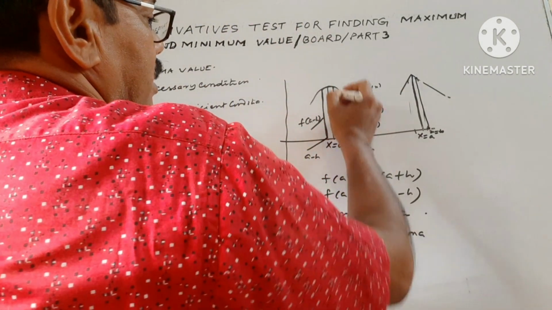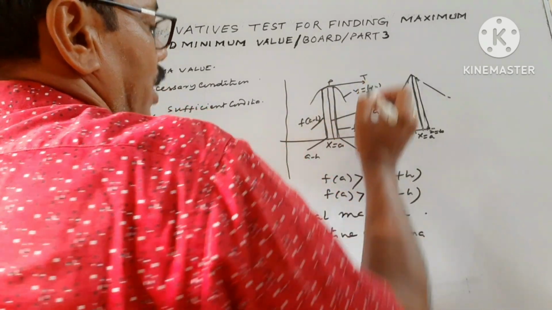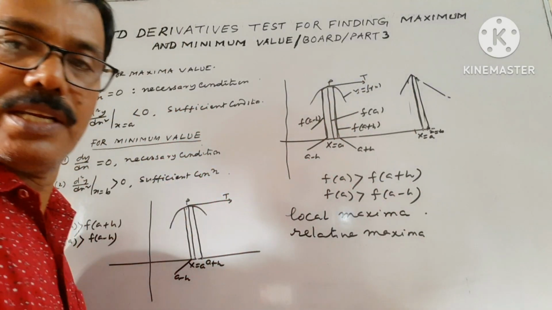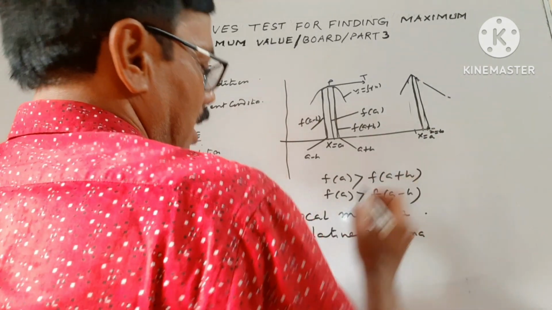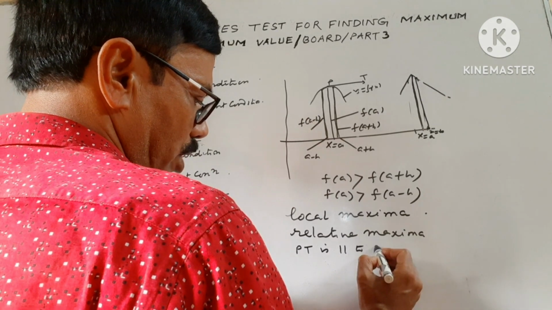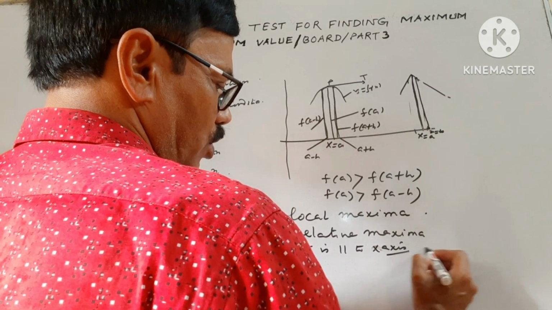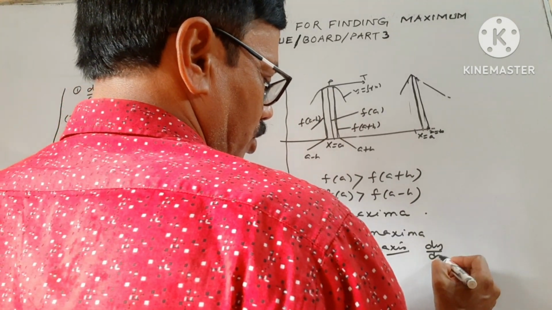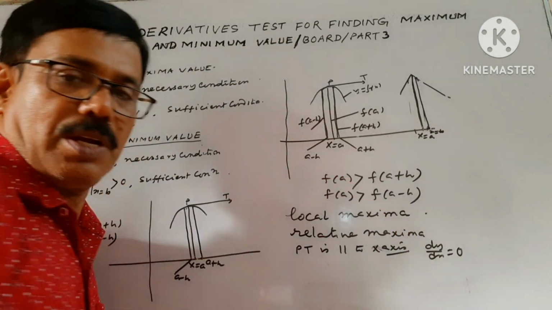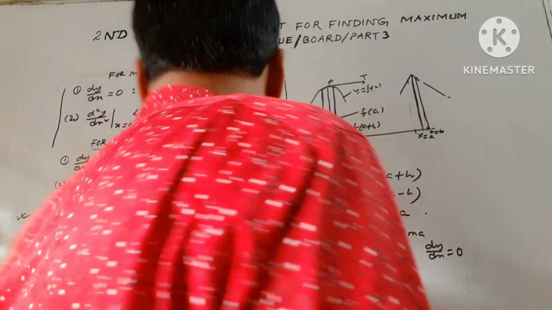Now at x equals to a, look, the tangent is parallel to x-axis, and we know dy/dx equals to 0. If it is parallel to x-axis, dy/dx equals to 0.